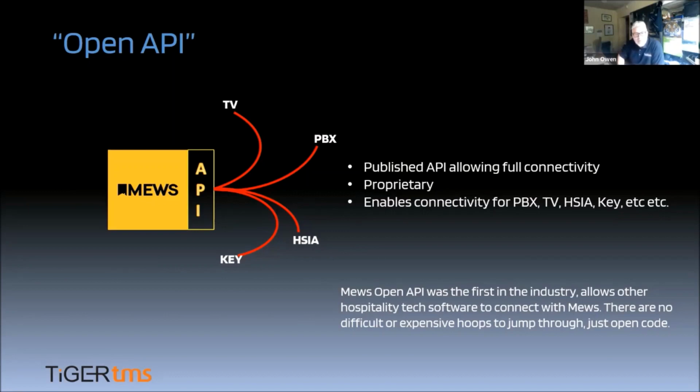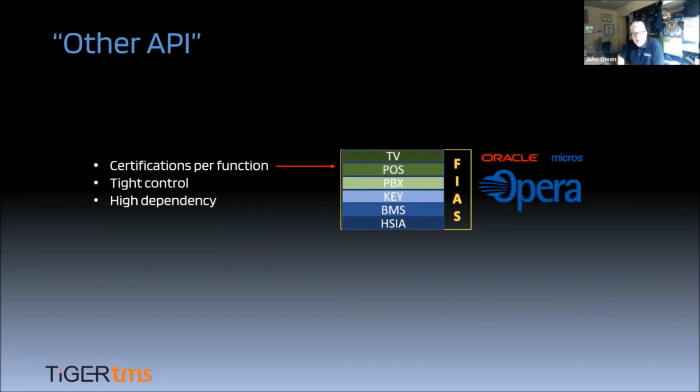But this approach is different from the other approach, which is taken by Oracle, whereby they actually publish an API per function. So an API needs to be written for each of the particular applications that you want to connect into the Opera PMS. And as you see on the screen there's a whole list of them. Our company, Tiger TMS, has currently certified interfaces for TV, PBX, and Internet for the Opera PMS.